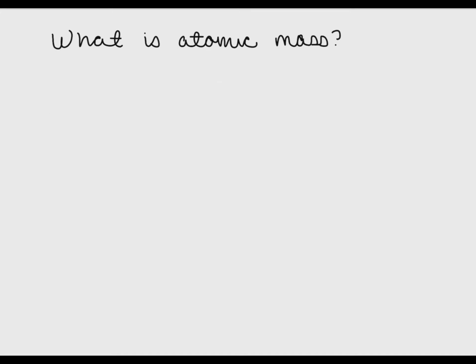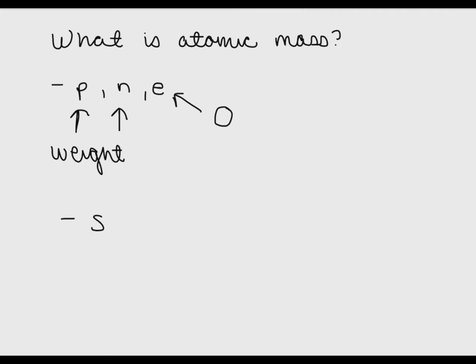Alright, so what is atomic mass? If we break down the word atomic mass, it might become a little bit clearer what its definition is. So atomic mass is the mass of protons and neutrons which make up the mass of the atom. So that's where the atomic mass comes from. Atoms are made of protons, neutrons, and electrons. However, only the protons and neutrons contribute to its weight. Electrons have a mass of approximately 0, or very, very close, which means they don't contribute to the weight of the atom. So the atomic mass is the number of protons and the number of neutrons combined.